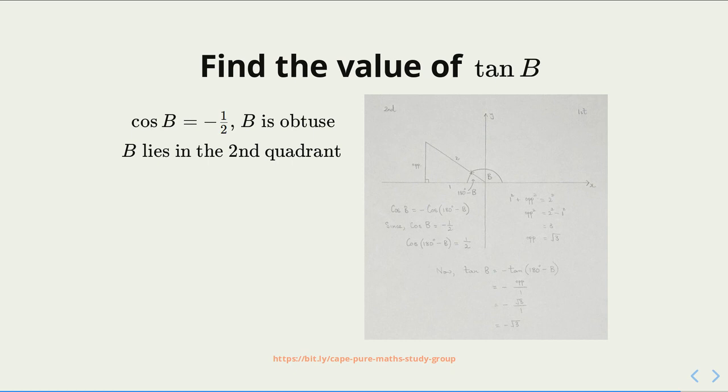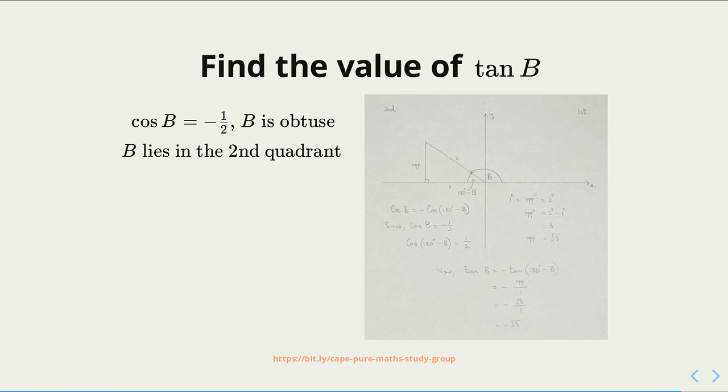But cos of 180 minus B is also equal to the length of the adjacent side over the length of the hypotenuse. So the adjacent side has length 1 and the hypotenuse has length 2. By Pythagoras' theorem, we find that the opposite side has length root 3. We are now in a position to calculate tan B.